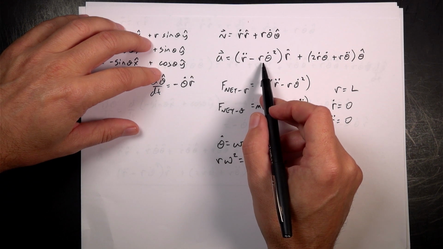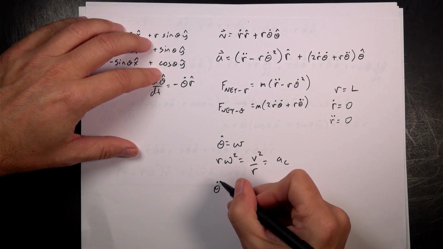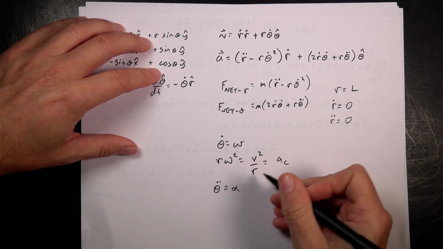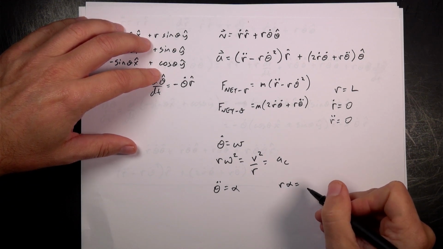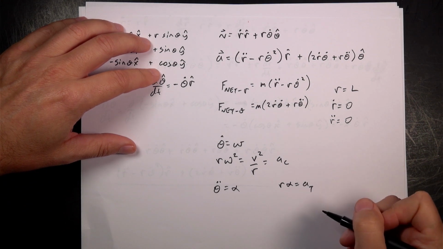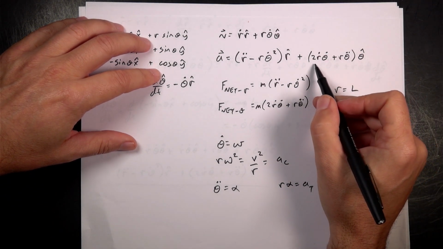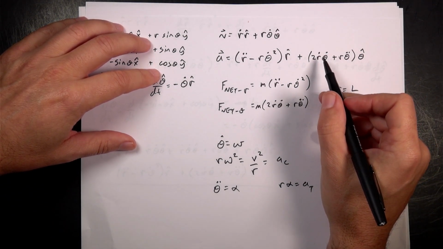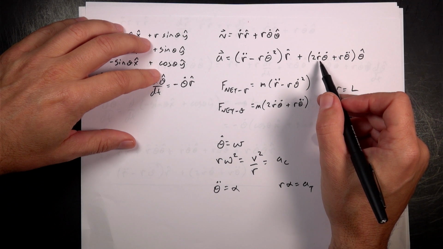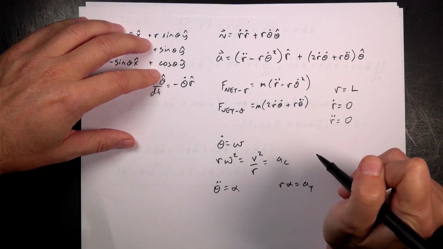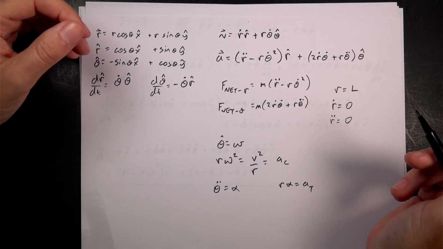That's the centripetal acceleration. Over here, this term, if I say theta double dot, the rate of change of the angular velocity, is alpha, then this is going to be equal to r alpha. And that's the a_t. That's the acceleration in the direction of the circle. That's a tangential acceleration. So that's what this is. And this term is the Coriolis force. If you have a velocity towards or away from the origin and it's moving sideways, you'll get an extra component. And that's the Coriolis force. So there you go. That's the velocity and acceleration in polar coordinates.